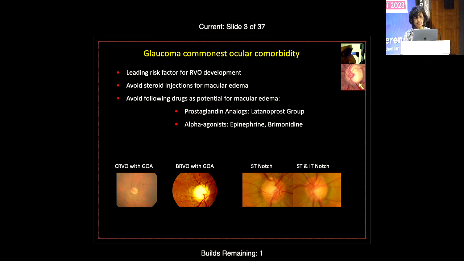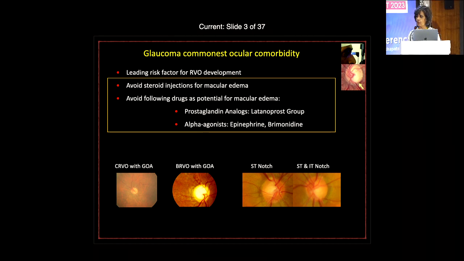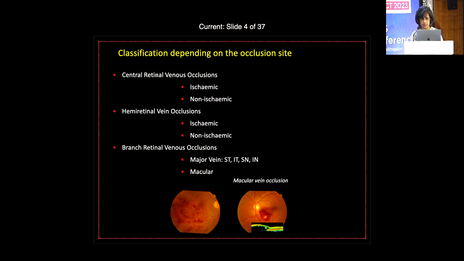Then what to look for in the eye? Very important to look for glaucoma, because these are very commonly coexisting problems. It is very easy to miss the optic nerve changes. So have a high index of suspicion, and if there is glaucoma, avoid steroid intravitreal injections because the risk of IOP rise is higher. Similarly, the glaucoma doctor should avoid using prostaglandin analogues or alpha agonists for glaucoma management, because that will aggravate the macular edema caused by retinal vein occlusion.